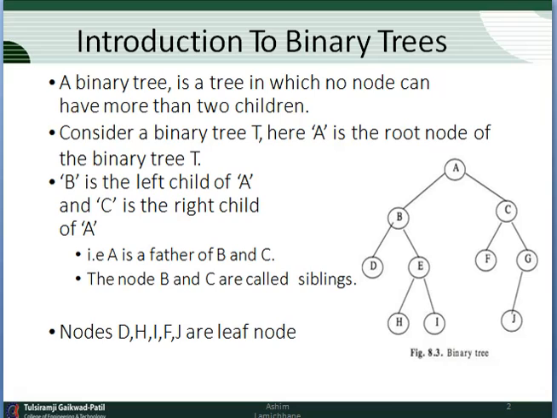Consider the binary tree in the given diagram, that is T, where A is the root node of the binary tree T, B is the left child of A, and C is the right child of A. A is the father of B and C, where the nodes B and C are called siblings of each other, as I have already discussed these terminologies in the last video. The nodes H, F, D, I, J are leaf nodes. Why are they called leaf nodes? Because they do not have any children, so they are called leaf nodes.